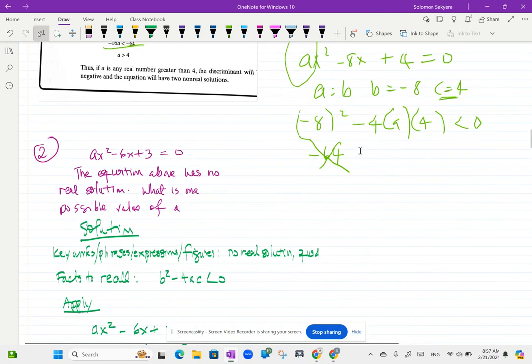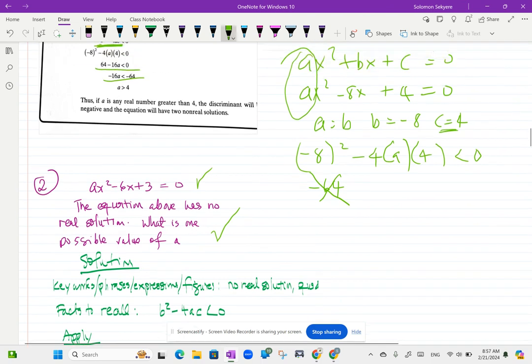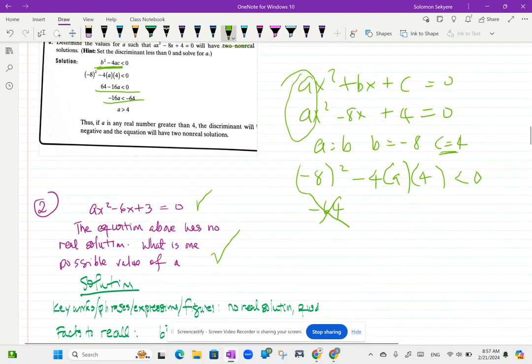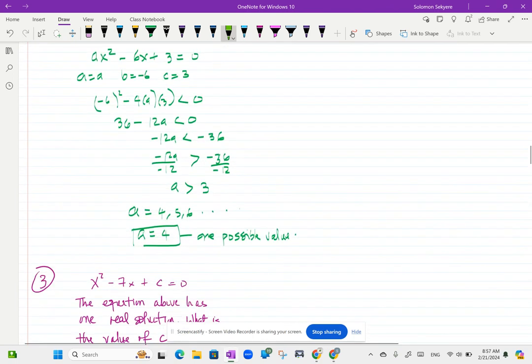You can do the same thing here. The equation above has no real solution. What is one possible value of a? Can you solve this? Okay, do it. Pause it, try to solve it. Practice how to evaluate the discriminant, and then that's your answer.